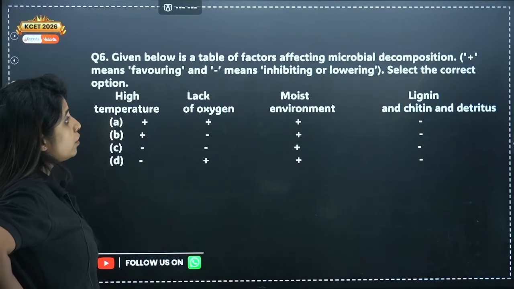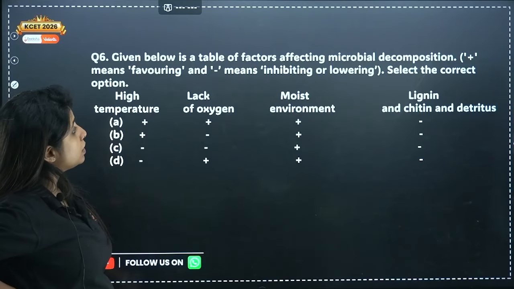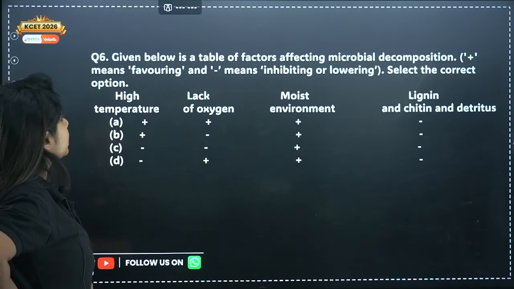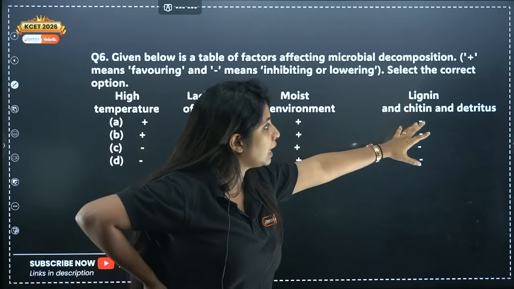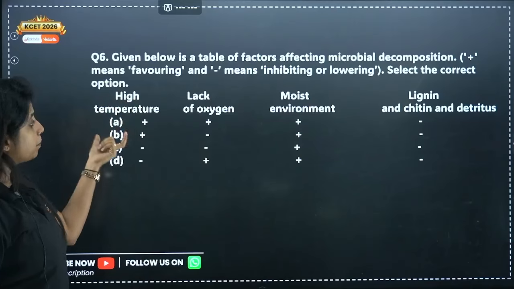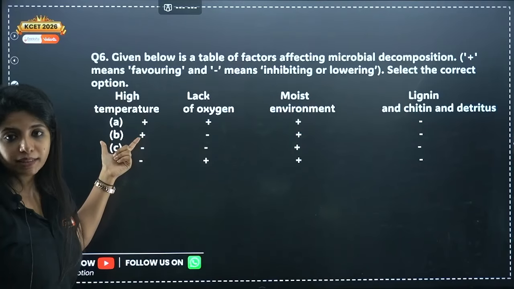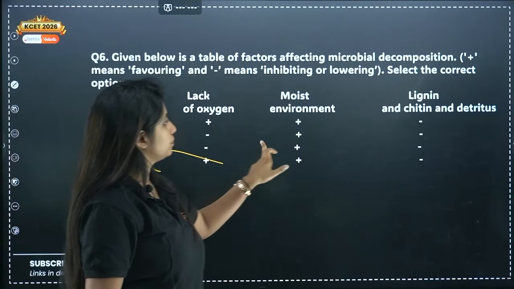Now, given below is a table of factors affecting microbial decomposition, where plus means favoring and minus means inhibiting, lowering. Select the correct option. High temperature, lack of oxygen, moist environment, lignin and chitin, and detritus. Okay, tell me the answer. High temperature, does it favor decomposition? Yes, it does. So plus would be correct. This option is going to be wrong.